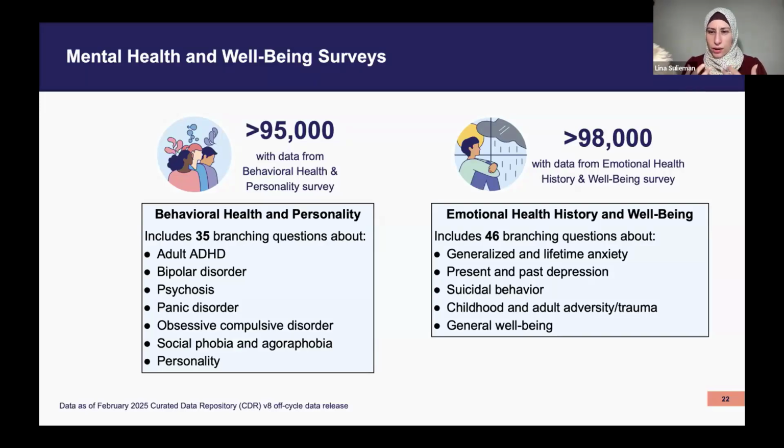So we ask about their emotional history and health history, which will help us understand if the participant is going through some lifetime anxiety, or if they have any present or past depression. Again, those questions are correct to the time when we sent out the surveys. It doesn't mean that they experienced that before or after, but within the time we collected the survey, we know more about the participant's emotional health and well-being.